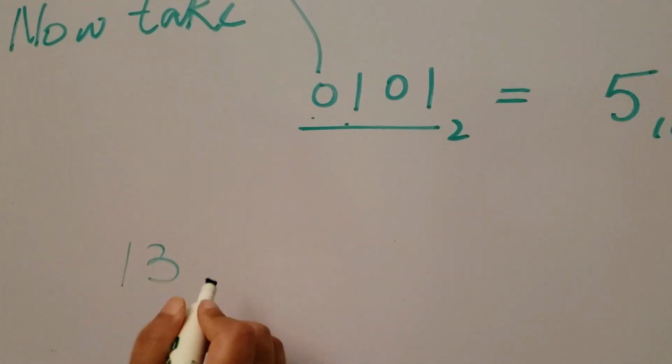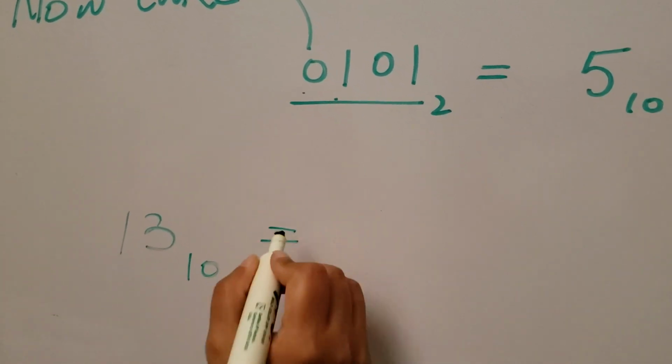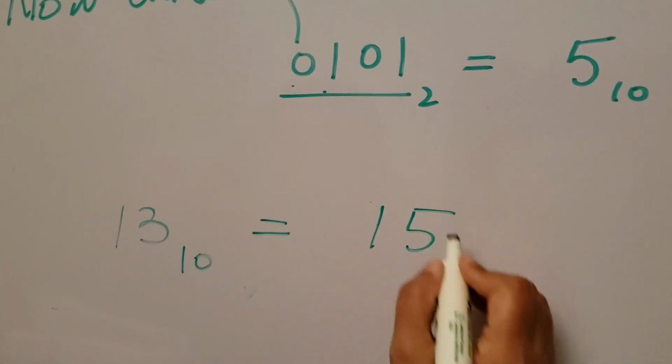So 13 in decimal will convert into octal, which is 15 octal.